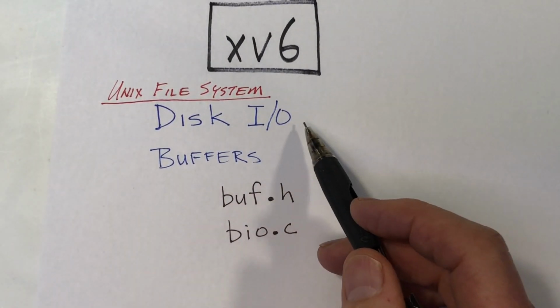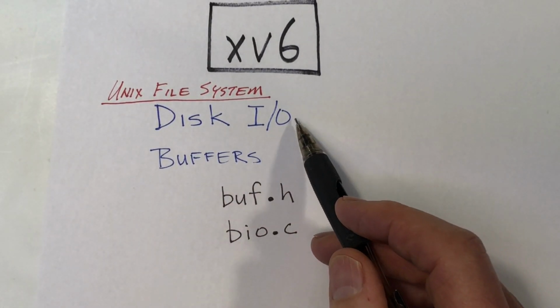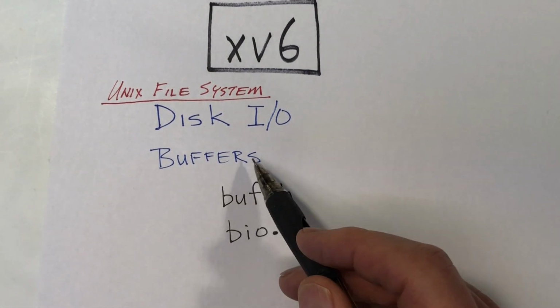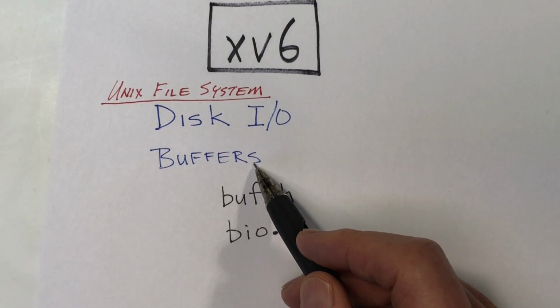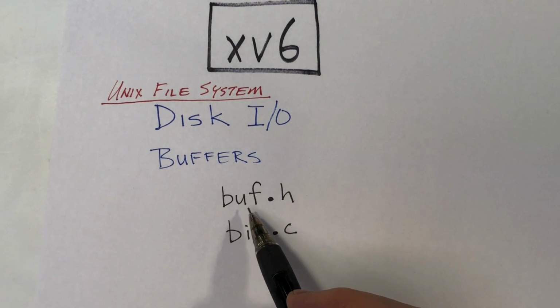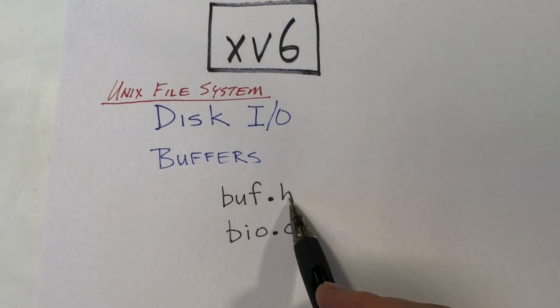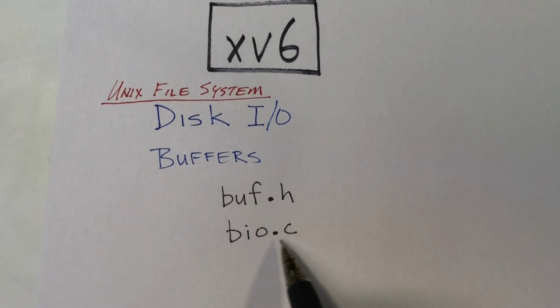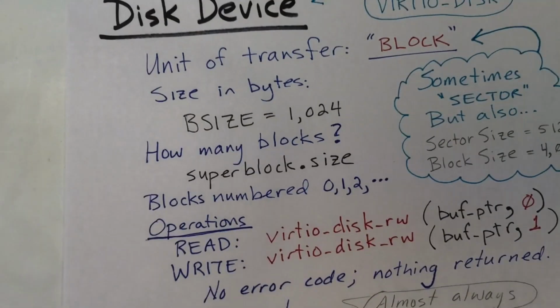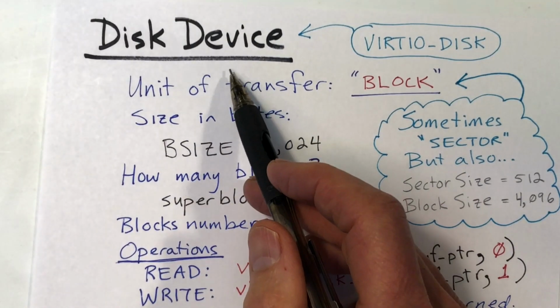In this video, I'll be talking about the disk system and how we interface to the disk, and I'll talk about the buffer caching system. I'll cover the code in files buf.h and bio.c. So let's begin by talking about the disk.